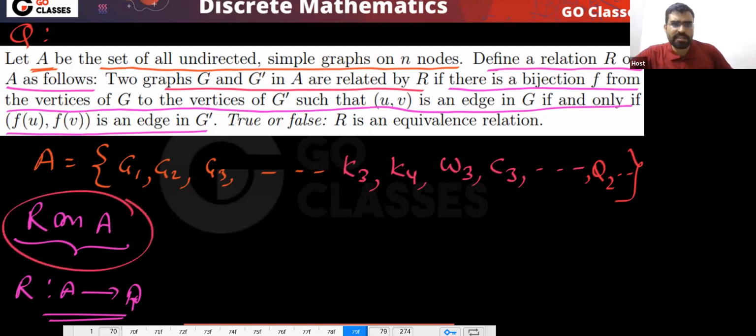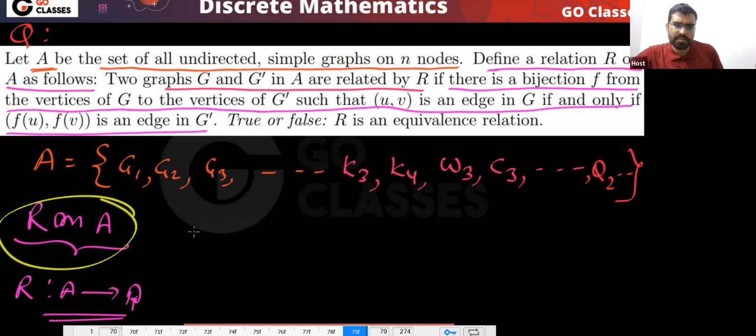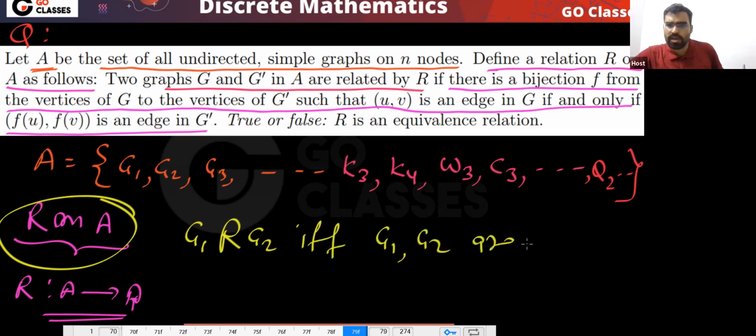So we define a relation R on A such that G1 is related to G2 if and only if G1, G2 are isomorphic, because this is the definition of isomorphism. Now the question is asking, can I say true or false, this R is an equivalence relation? Did you understand the question? The set is a set of simple graphs. In this set, you have graphs G1, G2, all the simple graphs. Now we are defining a relation R on this set.